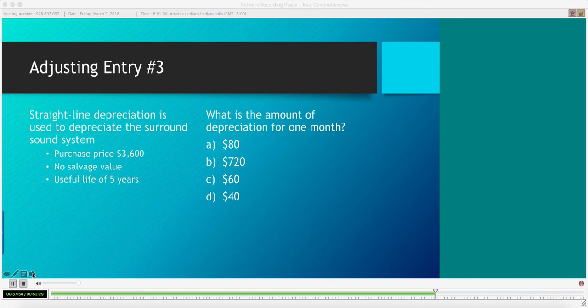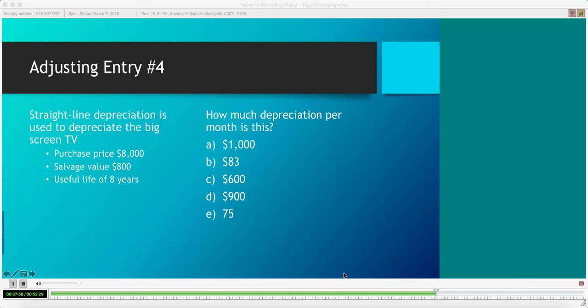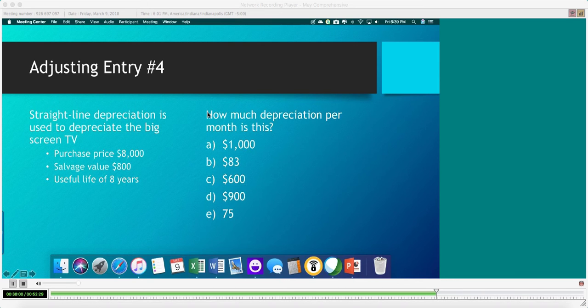Another straight line depreciation. They purchased a big screen TV. They obviously have way too much money to spend. I'm not sure I could handle spending $8,000 on a TV. So how much would our depreciation be?